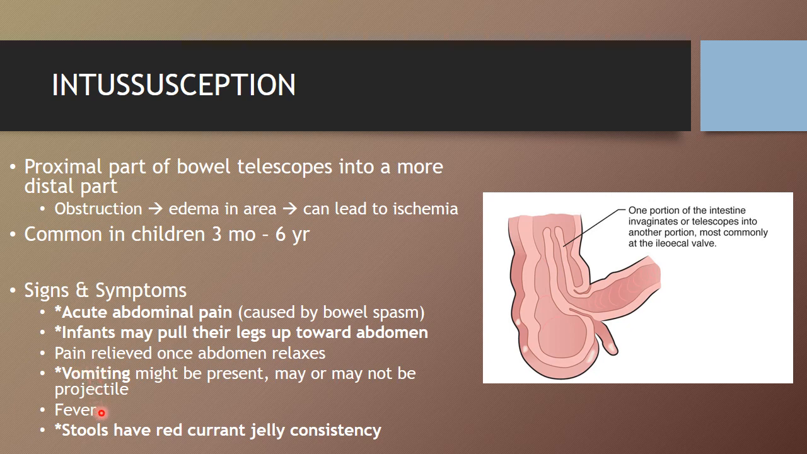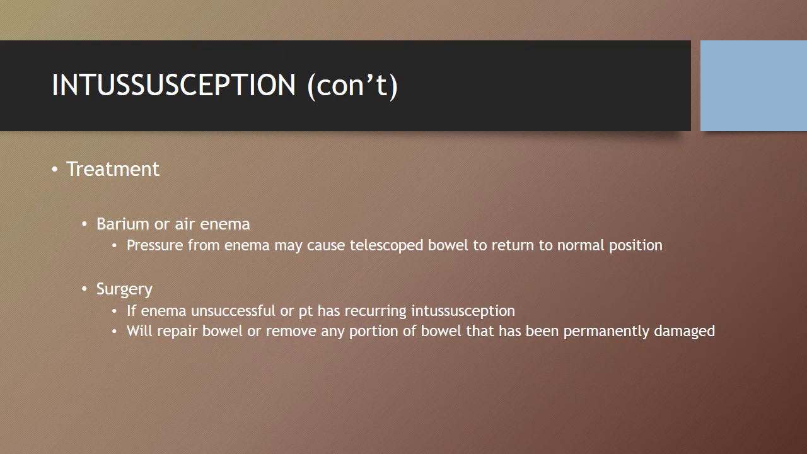And then fever, and then stools have red currant jelly consistency. So it's bloody stools with jelly-like consistency. All right, so classic signs: acute abdominal pain, pulling their legs up towards their abdomen, vomiting, and bloody jelly-like stools. Okay. Treatment for this is a barium or air enema. When they actually do this type of enema, somehow the pressure from that can actually cause a telescoped bowel to return to its normal position.